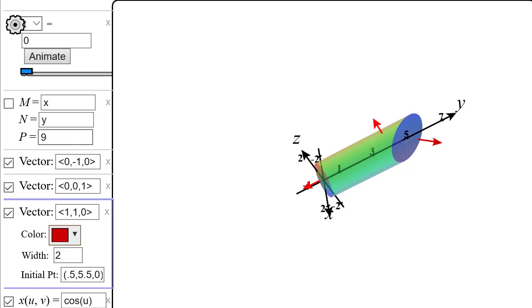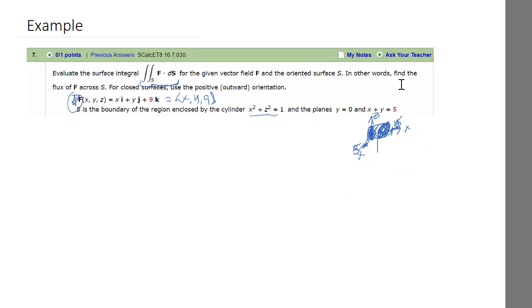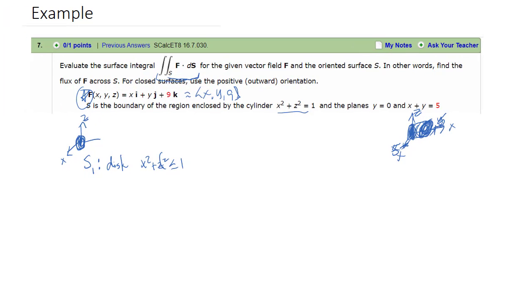All right, so let's take a look at our problem again. Now that we have a general idea what the surface looks like, we know that we have 3 surfaces, and so we need to parameterize each one. The first one that we'll deal with is that disk on the xz plane. So surface 1 is going to be the disk x squared plus z squared is less than or equal to 1 on the y is equal to 0 plane.